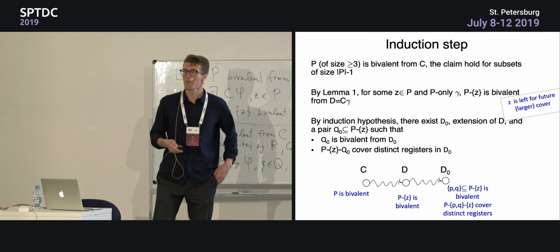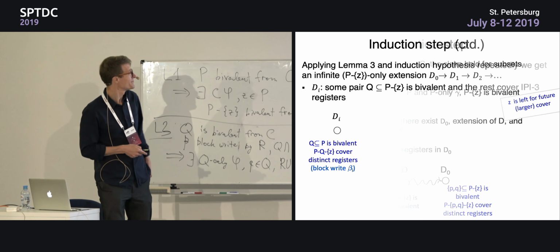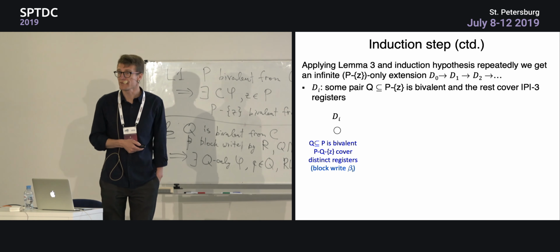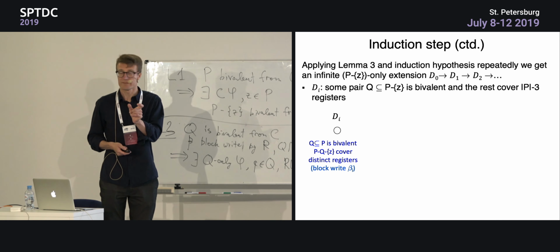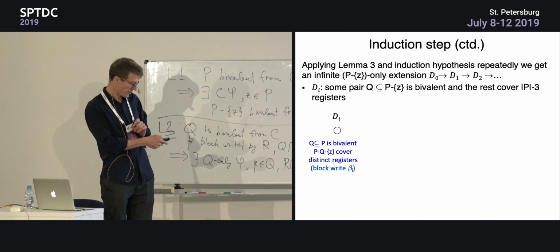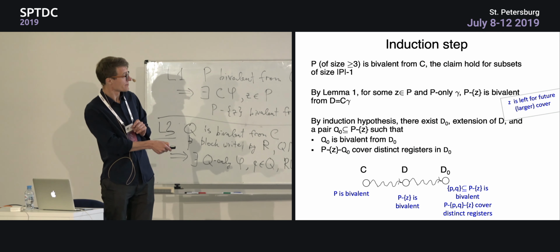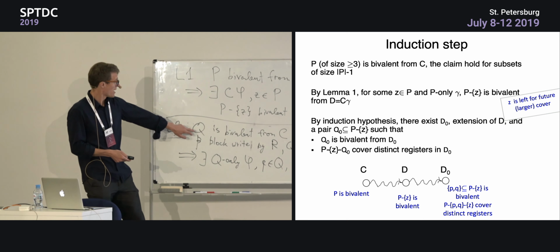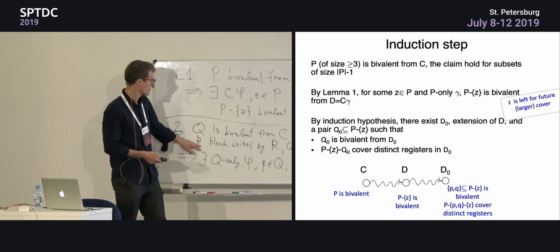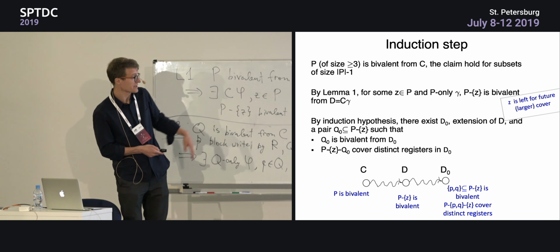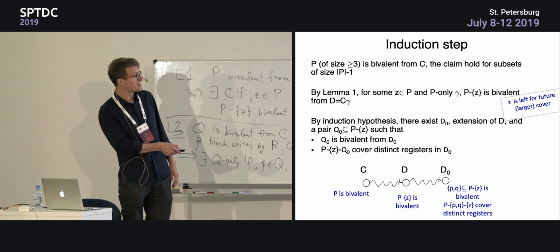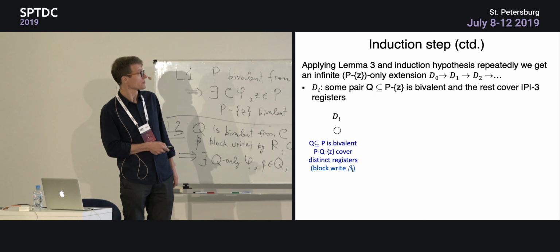Good. So now I'm going to use Lemma 3. How do I use Lemma 3? I already have a covering block right, which is defined here. I can use it, because in Lemma 3 I have a bivalent configuration from C, and there is some block write by a disjoint set of processes, and this is exactly the case here. So you have P and Q, which is bivalent, and there is a disjoint set P minus P, Q minus Z, which covers distinct registers. This is what I'm going to use.